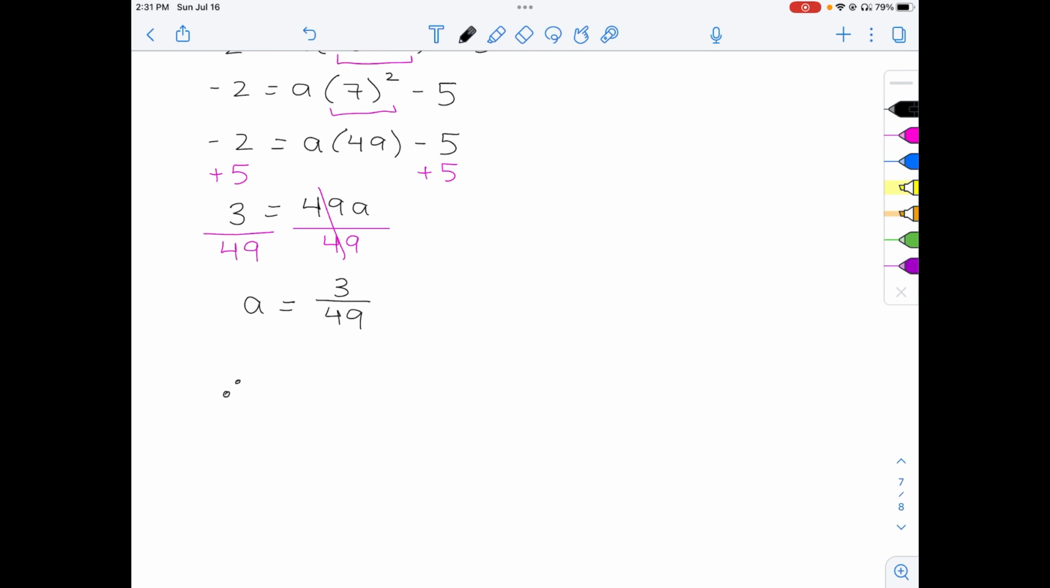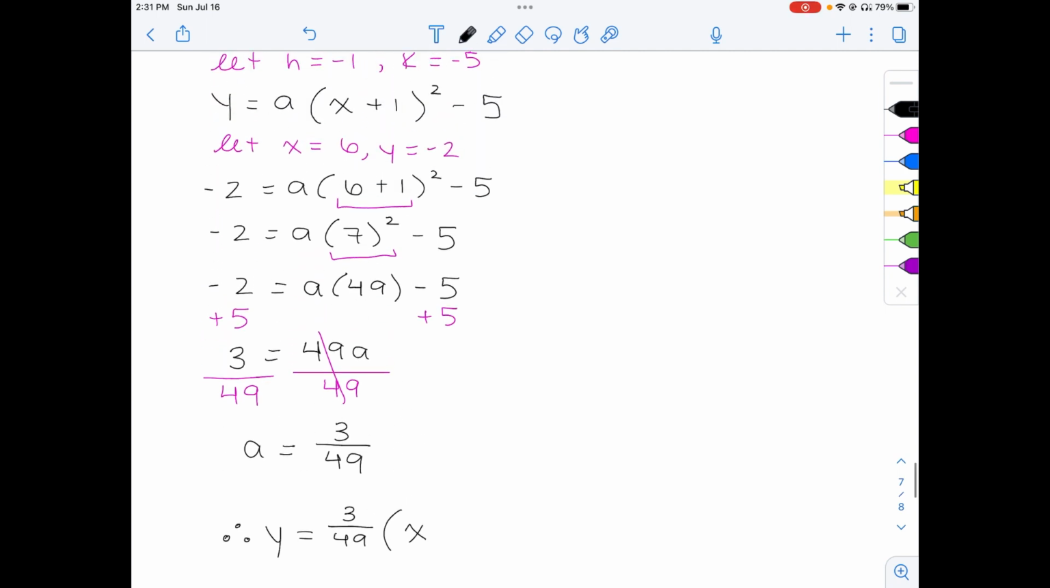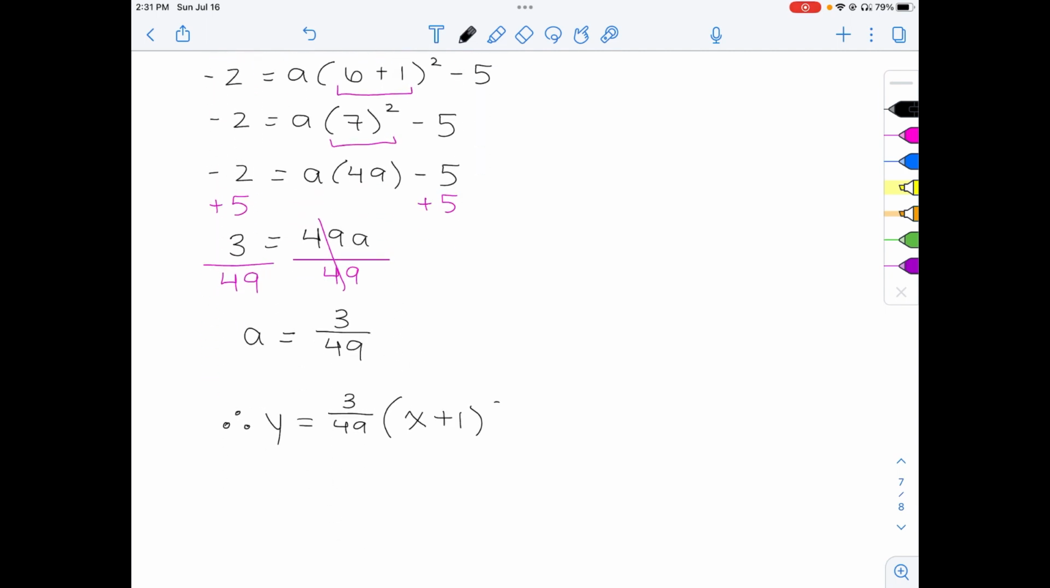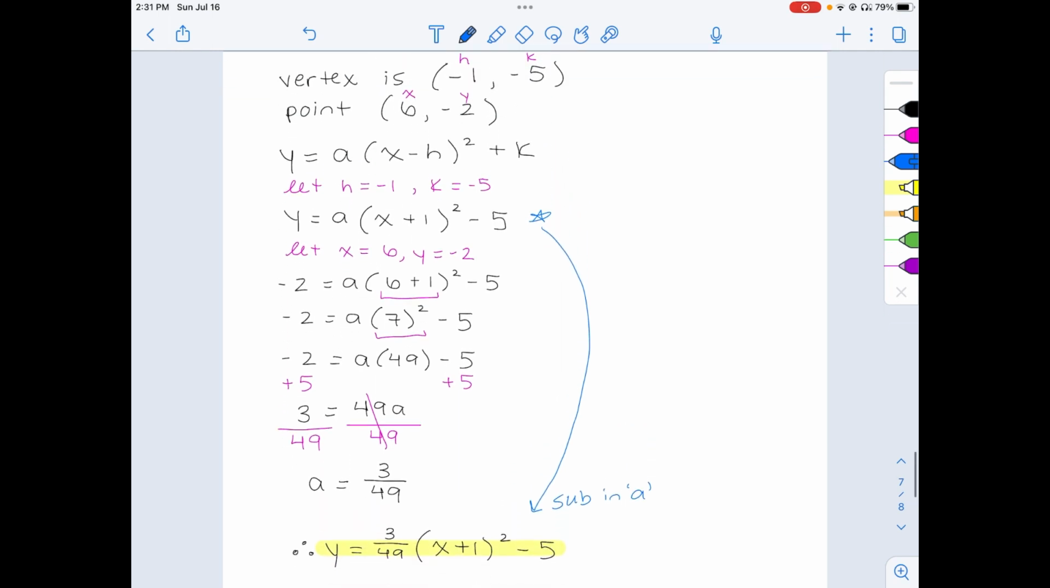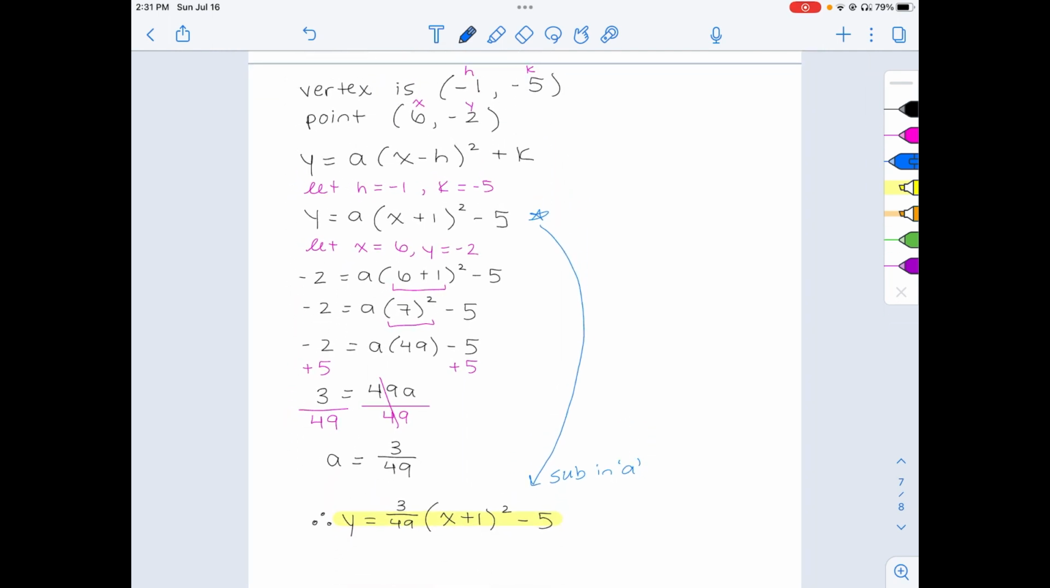And then my last step will just be to state the equation. So I'd have y equals 3 over 49 (x plus 1) squared minus 5. Okay, that would be the equation of my parabola. And again, I don't need to fill in x and y. I'm just subbing in a, and that is from this line. Right, that's how I state my final answer. The only difference is I'm going to sub in a, and that is the equation of the parabola with a vertex at (-1, -5) that also passes through the point (6, -2).